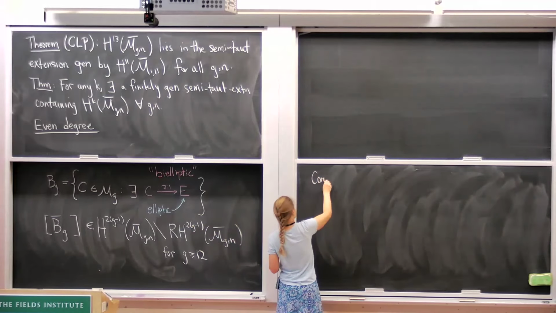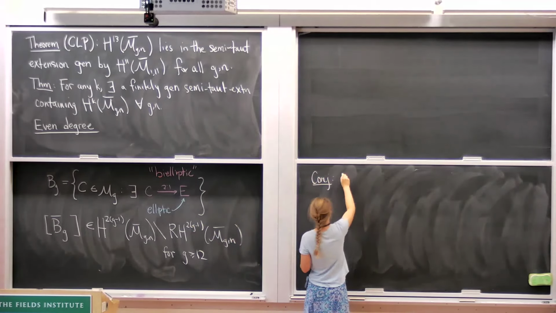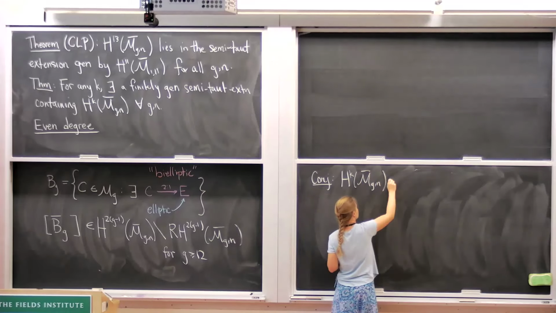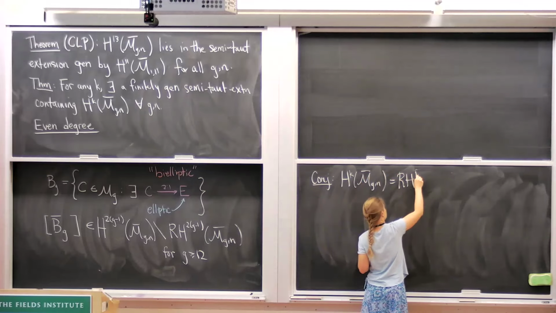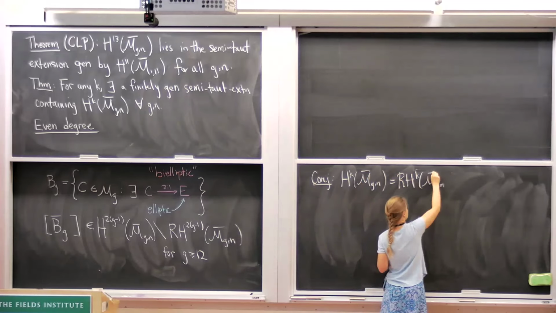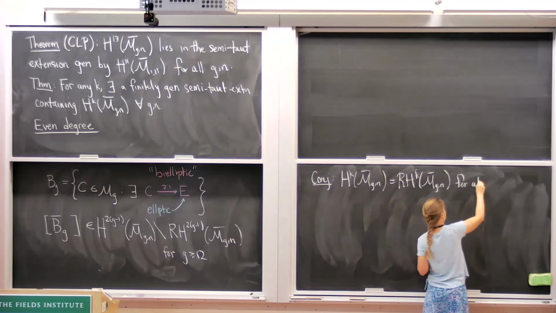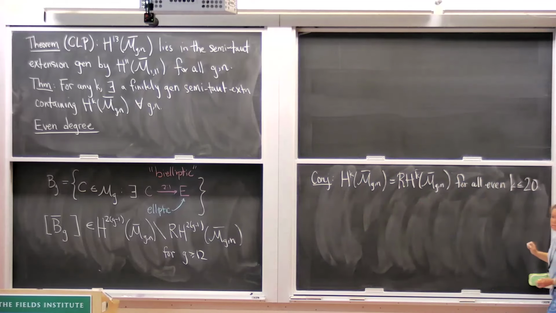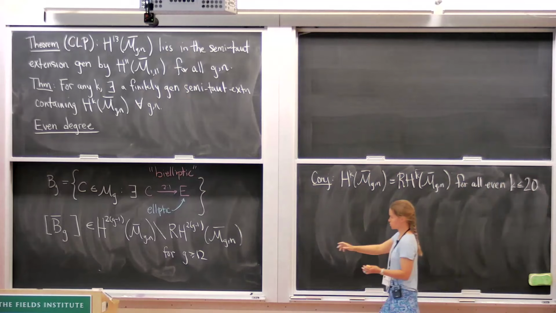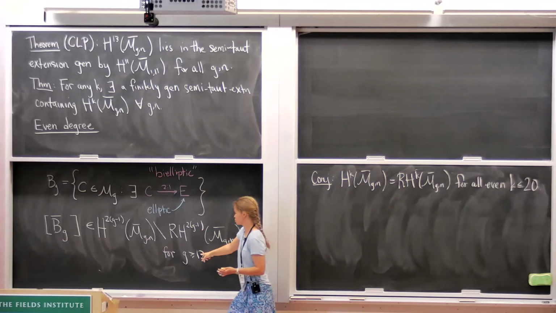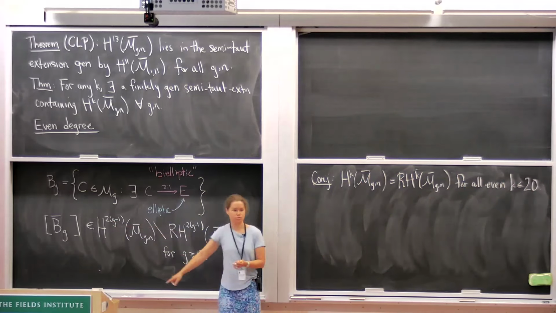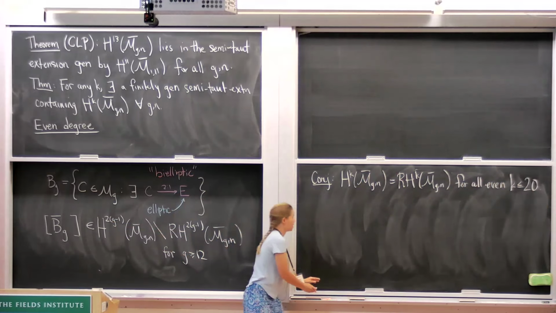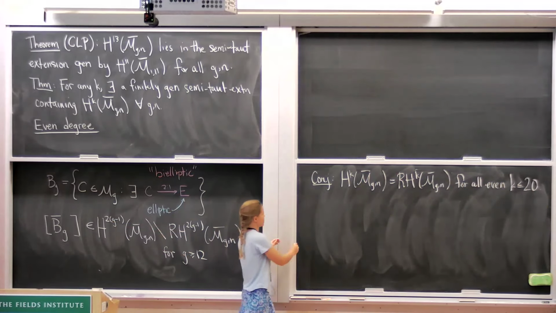So yeah, it seems reasonable to conjecture that H^k of M_{g,n} bar should be equal to RH^k of M_{g,n} bar for all even k less than or equal to 20. And then the first occurrence of this is happening at genus 12. It's living in H^22. So we've made some progress towards this conjecture.